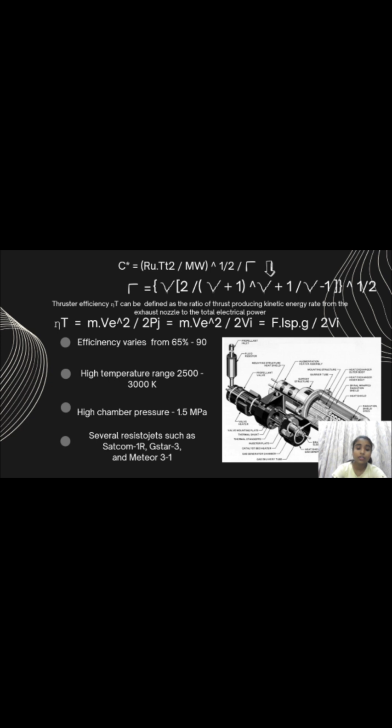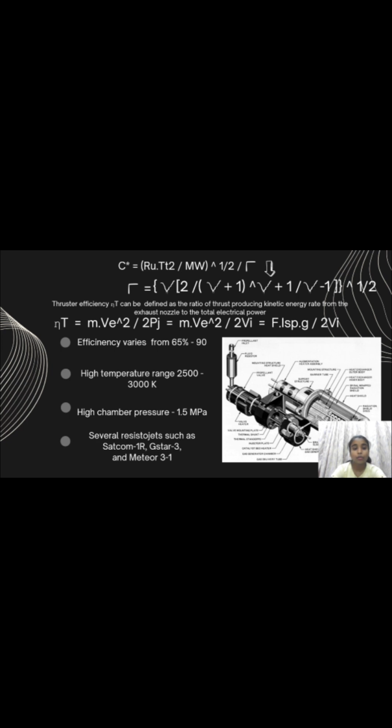It essentially tells you how efficiently the supplied power is converted into the kinetic energy of the expelled propellant. Second, ηT is equal to m·Ve² upon 2VI. This part expresses the efficiency in terms of the initial velocity VI of the rocket. It indicates the proportion of the kinetic energy of the expelled propellant compared to the initial kinetic energy of the rocket.